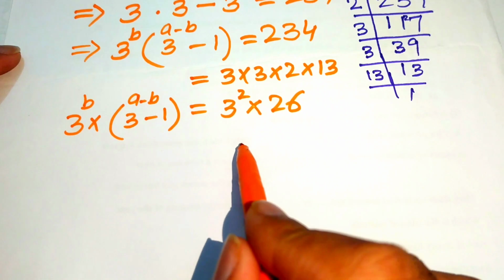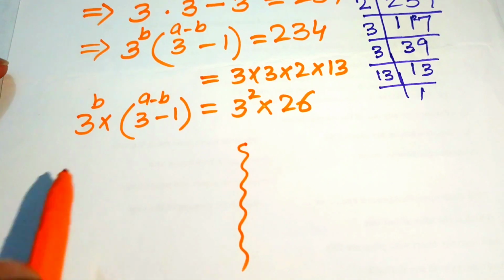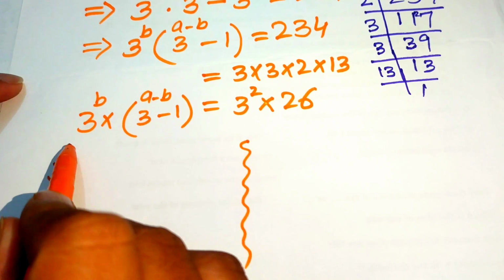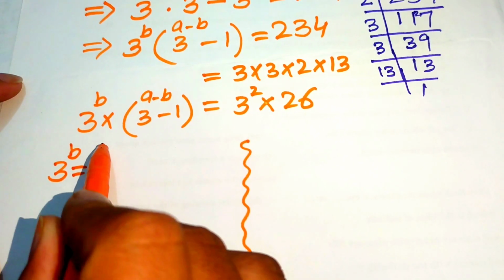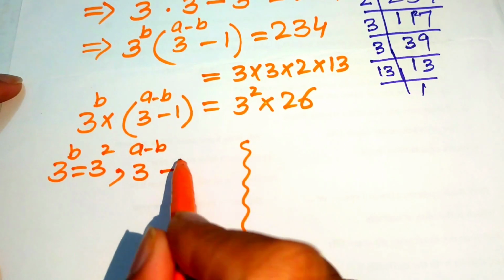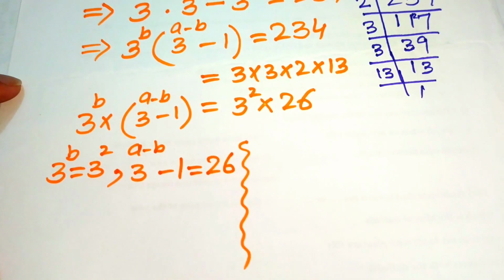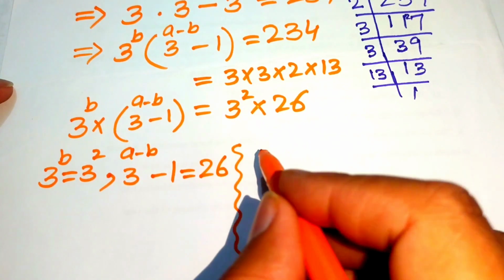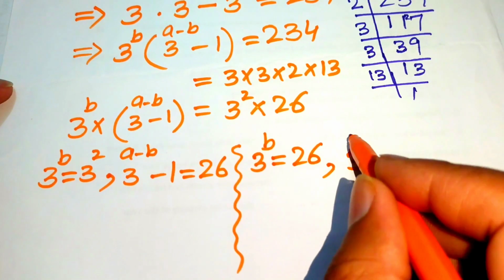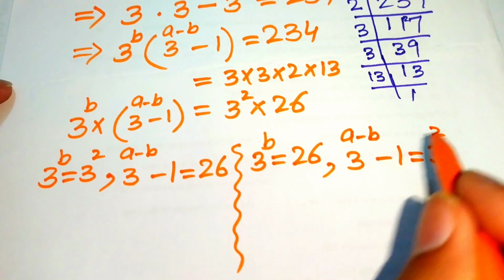So now we compare, and here we obtain two cases. In the first case, when we compare both sides, we equate 3 to the power of b equals 3 squared, and 3 to the power of a minus b minus 1 equals 26. So this is our first case, and in the second case we equate 3 to the power of b equals 26, and 3 to the power of a minus b minus 1 equals 3 squared.